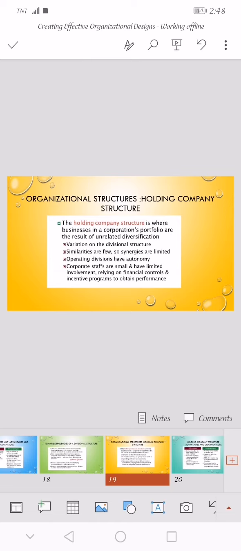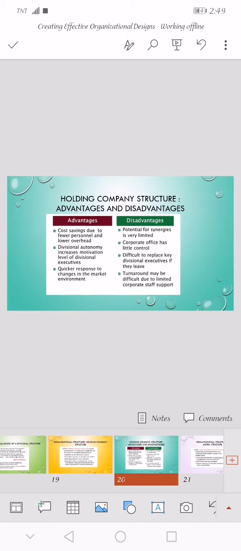Organizational structures, holding company structure. The holding company structure is where businesses in a corporation's portfolio are the result of unrelated diversification. First, it is a variation on the divisional structure. Second, similarities are few, so synergies are limited. Third, operating divisions have autonomy. Fourth, corporate staffs are small and have limited involvement, relying on financial controls and incentive programs to obtain performance.